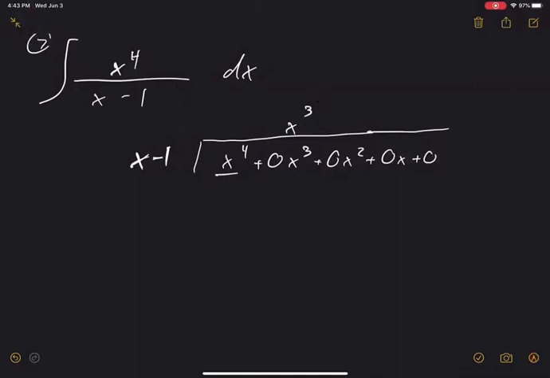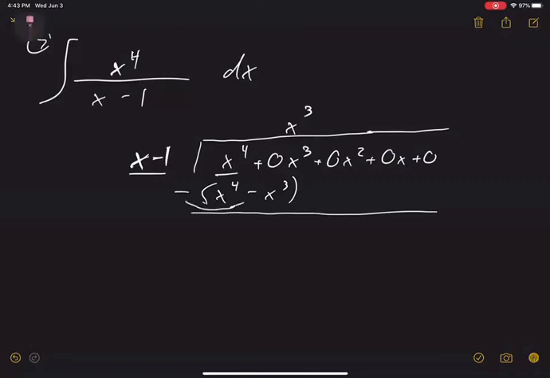All right, I figured out what I need to multiply x by to get x to the 4th. And now I'm just going to multiply this entire thing by x cubed. And when I do that, I get x to the 4th minus x cubed. Then I'm subtracting. I'm going to put this whole thing in parentheses and subtract it from what's above. I put this in parentheses to remember to distribute the negative. That's a big source of errors. When I do x to the 4th minus x to the 4th, those cancel out completely.